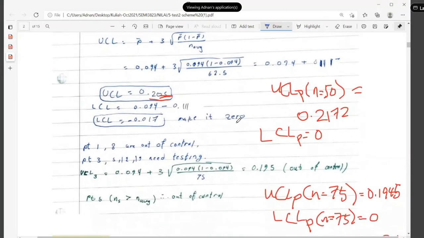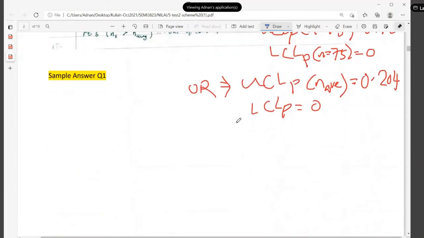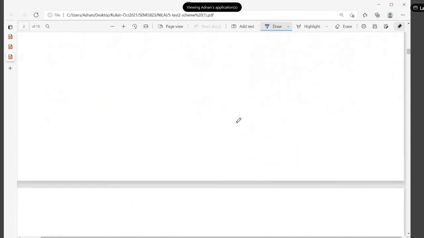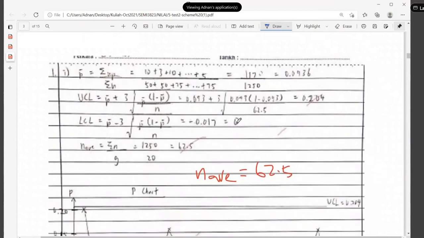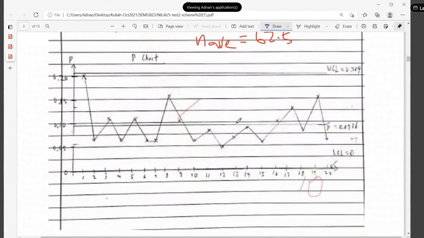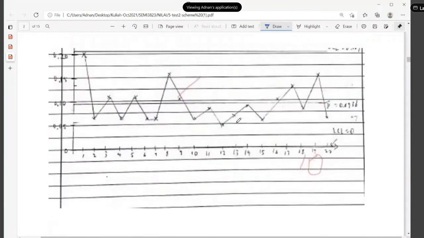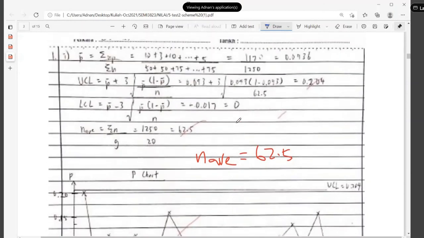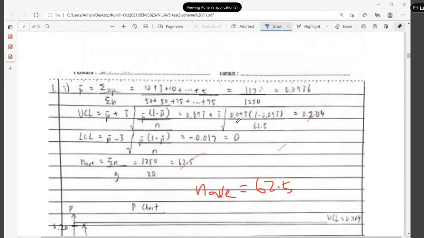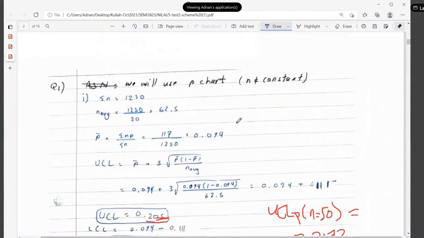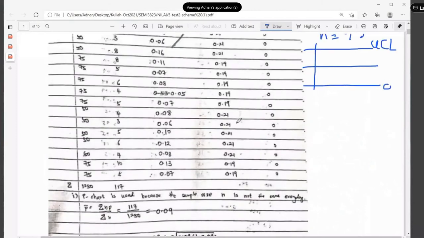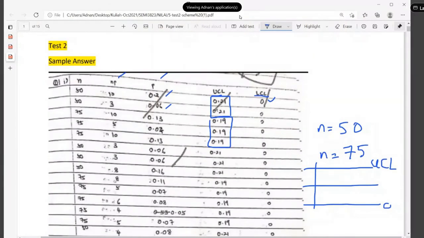Okay, there are a few ways of answering. Some students answered using the average. You can also use the average. If you use the average it is also acceptable, but with only one control limit. Okay, so let's see the question again. The question was asking.